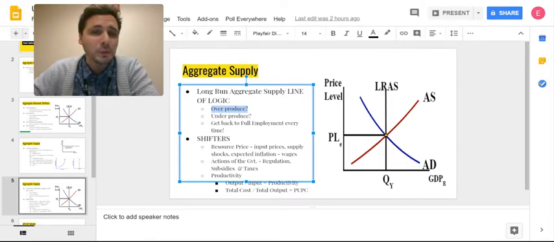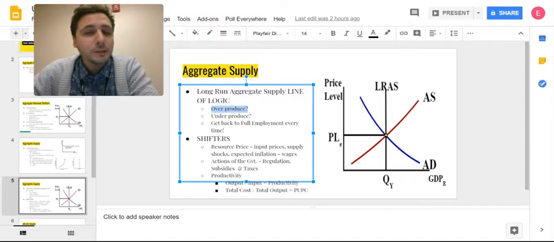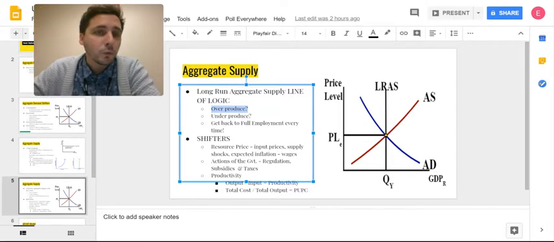That's where we always want to be. Okay, what are the shifters of aggregate supply? We have three main shifters. We have the resource price, we have the actions of the government, and we have productivity. So RAP, or RAP, are three things that can shift aggregate supply.